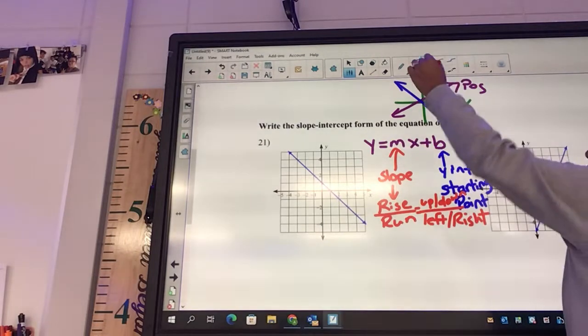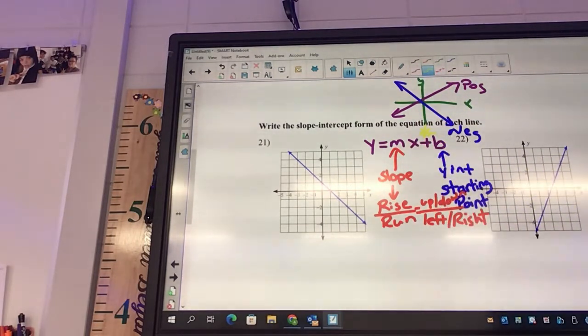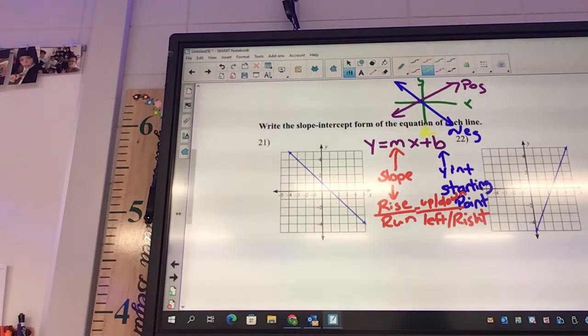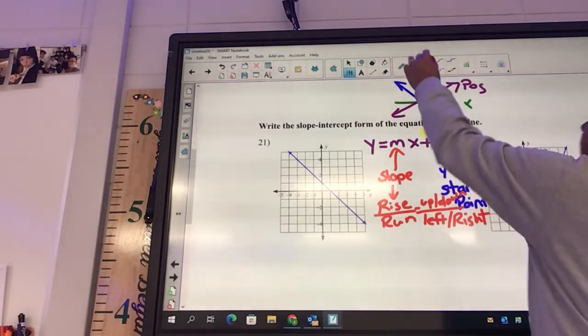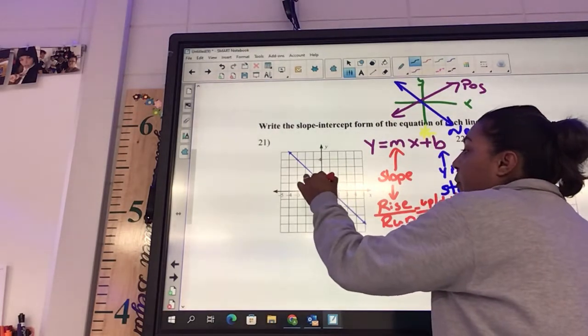Somewhere on here, you might want to draw yourself a little star or something. You always, always, always find the B first. You cannot do the slope without finding the B. So, where is our y-intercept? Find the y line. Yeah, one. Okay, it's at 1. So put a dot on there.